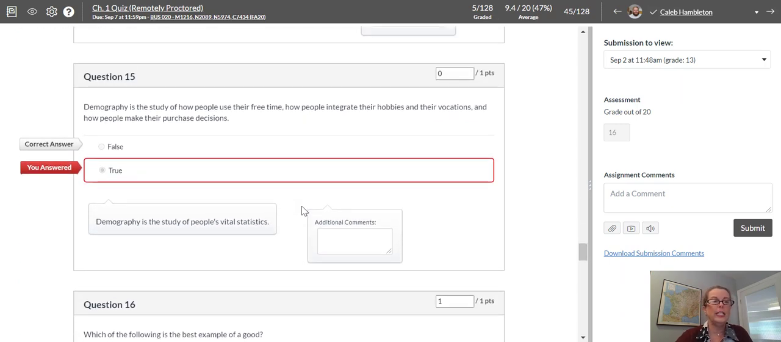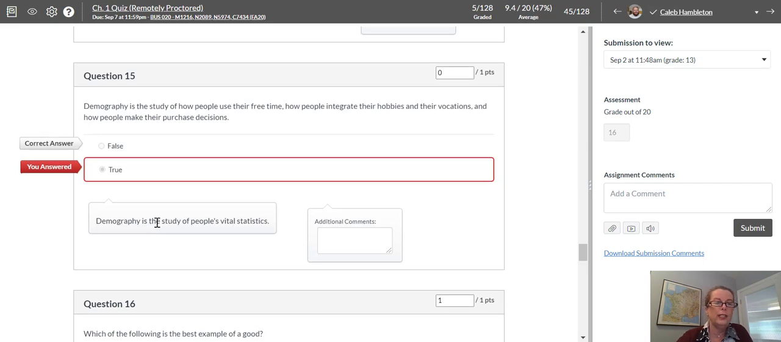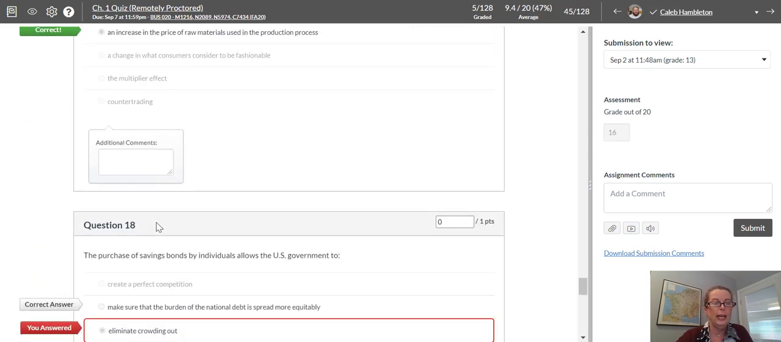Okay, so question 15, demography is the study of how people use their free time, how people integrate their hobbies and their vocations, and how people make their purchase decisions. So the correct answer was false, and you answered true. Demography is the study of people's vital statistics, and then those statistics are used to kind of watch supply and demand in the market. Marketers use those quite a bit. So I would just refresh on the definition of demography.